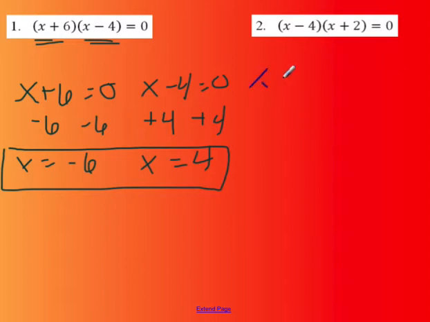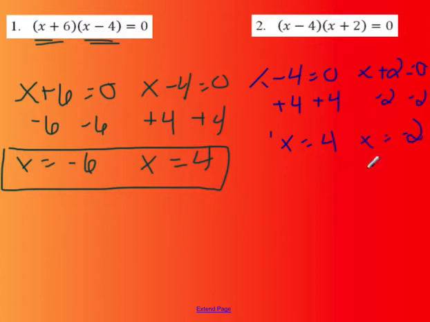So for number 2, we're going to take each of those factors and set them equal to 0. Because again, the zero product property says either one or the other has to be equal to 0. So here, for x minus 4, we're going to add 4 to both sides, and we get that x is equal to 4. Then, since it's plus 2, we're going to subtract 2 from both sides, and we get that x is equal to negative 2. So either x is equal to 4 or x is equal to negative 2.